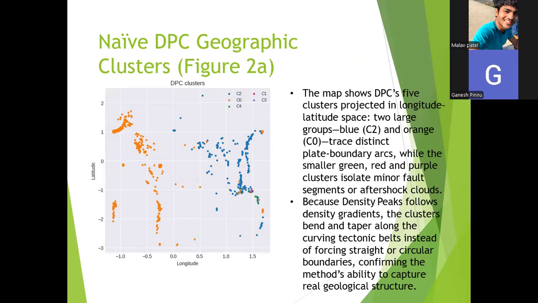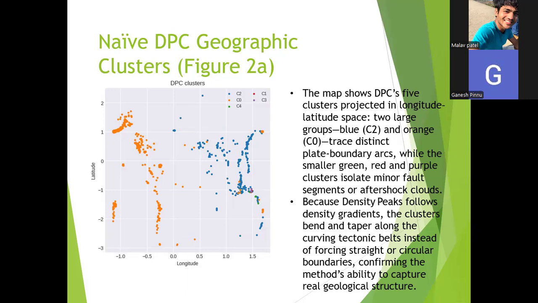This is the DPC geographical cluster. Here we can see how DPC clusters earthquakes on a map. There are 5 distinct clusters, each colored orange, blue, green, red, and purple, which represent the different latitude, longitude, and earthquake patterns and the power of the measurement.